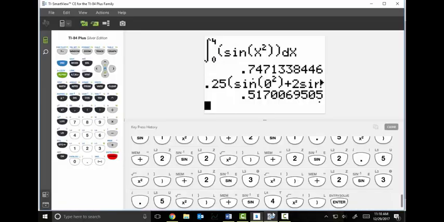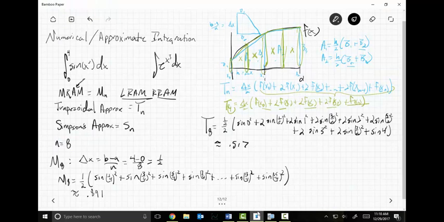But whoa, whoa, whoa, go easy. Remember, the actual value is 0.714, and this is 0.517. So the MRAM gave us an over approximation. The T sub 8 gave us an under approximation. Okay, which is okay because they're pretty close to the actual solution for only 8 subintervals.